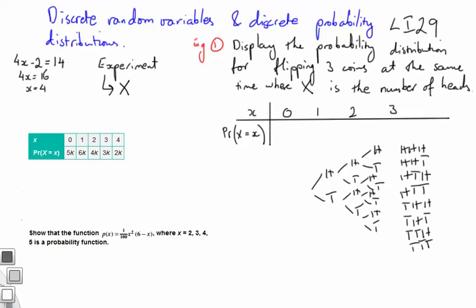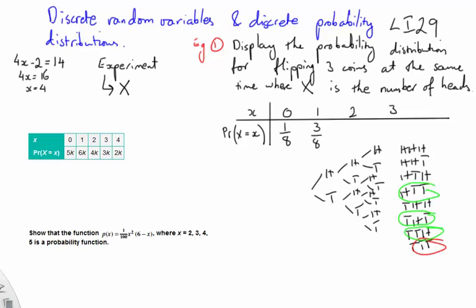Alright, so you do your tree diagram. Let's see. Getting no heads, well, that's that one. That's 1 out of 8. Getting 1 head. Where's 1 head? There's 1 head. There's 1 head. There's 1 head. So that's 3 out of 8.